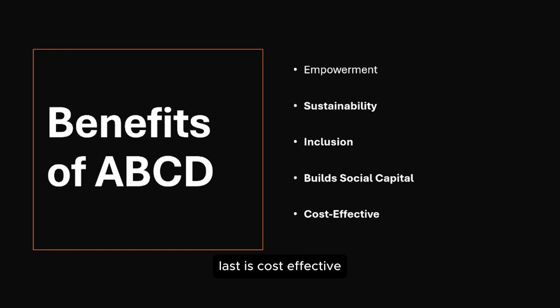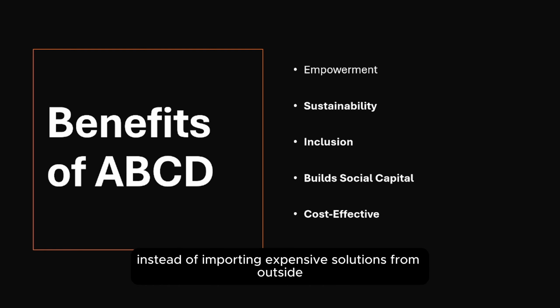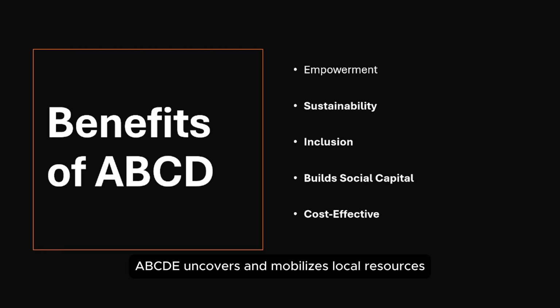Last is cost effective. One of the most practical advantages of ABCD is its cost effectiveness. By focusing on what already exists, communities can make progress without always relying on large budgets, consultants, or government grants. Instead of importing expensive solutions from outside, ABCD uncovers and mobilizes local resources such as volunteer time, underutilized spaces, shared tools, community knowledge, and this frugal creative use of existing assets reduces dependency and builds financial resilience. While external funding can still play a role, it becomes a supporting factor rather than the driving force.